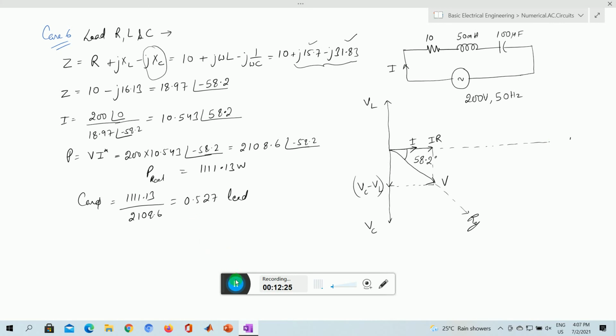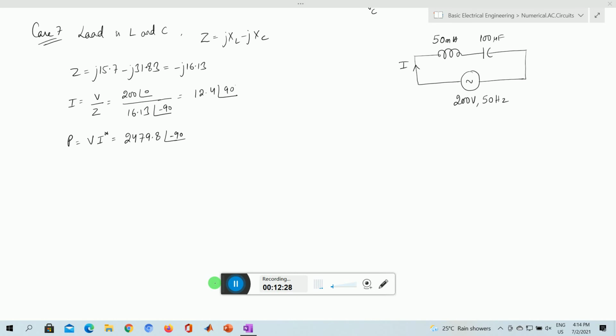Last is the LC. Let us do that. So here in case 7 we just calculated the values, and the LC value we put here, we get a negative value, minus j16.13 ohms, and the current is V by Z. So it is in negative of minus j, so minus minus 90, and we get this current is, going up, 90. So we get the current is leading. Obviously this is capacitive, overall it becomes capacitive, so it is 90.